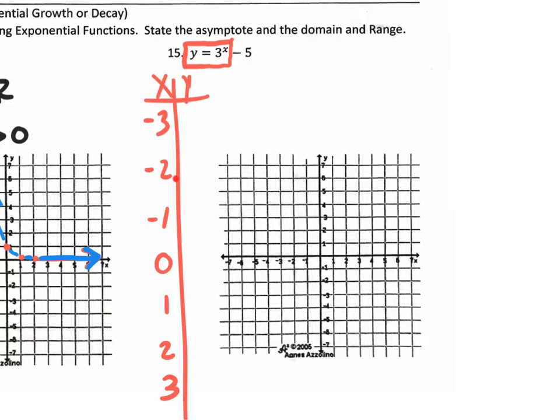When you plug in 0, the easiest number, you will get out a 1. And then from there, you could use the growth factor of 3 to get to the next output. So what is the next output?